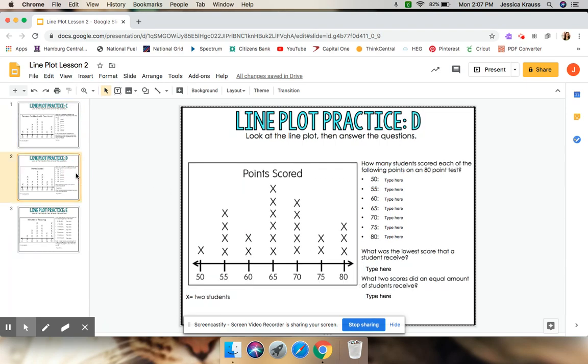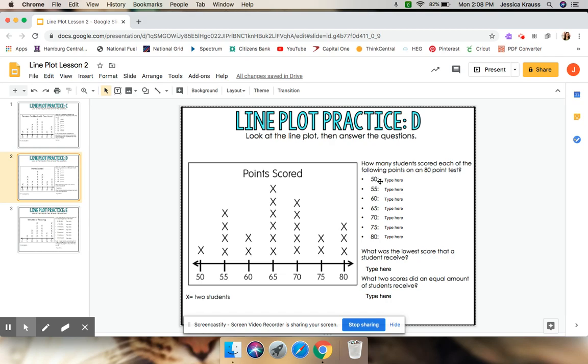Taking a look at the next slide. On this graph, we have points scored, and it's asking us how many students scored each of the following points on an 80-point test. All right, let's go to that key. This one's different. Each X stands for 2 students. This means we will be skip counting by 2. And it's asking us first 50.